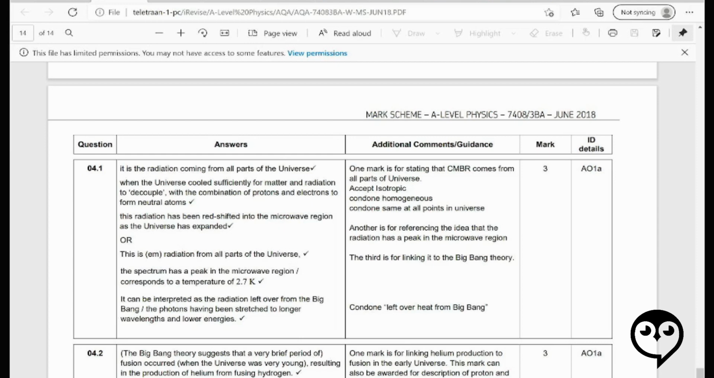It's from all parts, and the spectrum has a peak in the microwave region. It corresponds to, like we said, just below 3 Kelvin. It can be interpreted as radiation left over from the Big Bang, and the photons have been stretched, and they give lower energies. I think I've said that. Do you know that? Can you formulate that into a nice little paragraph of a few sentences?